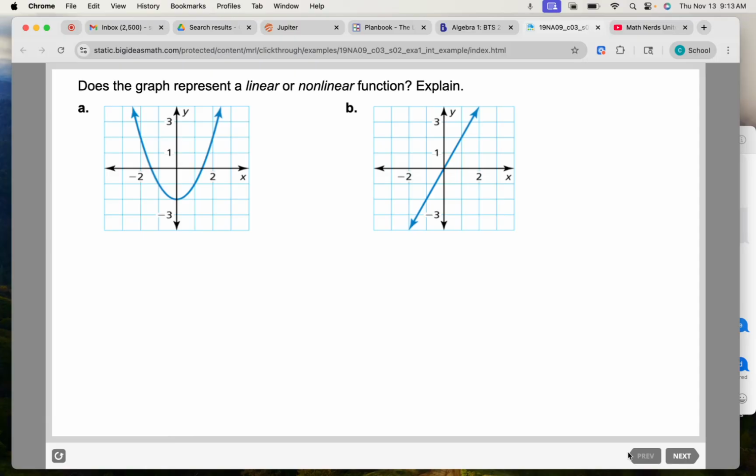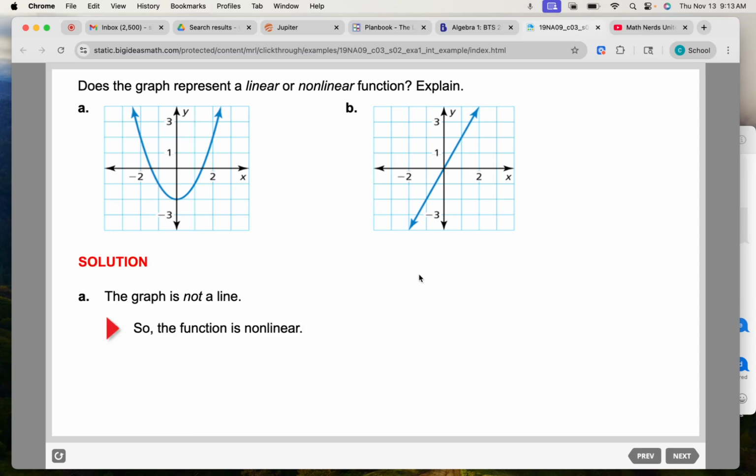So we're going to decide whether the graph is a linear function or a non-linear function. Looking at A, would you call that a linear function? No. Why not? Because it's not a straight line. Simplest way to explain it. It is not a straight line.